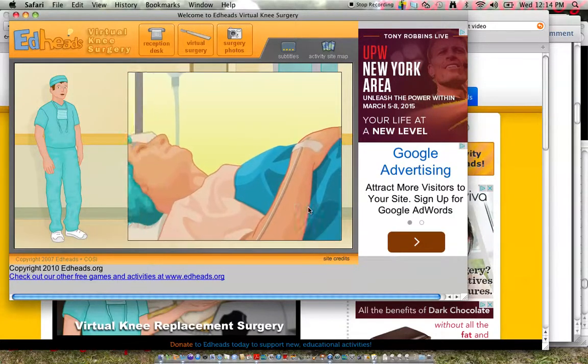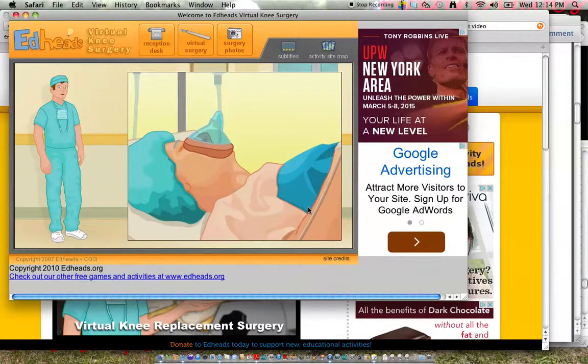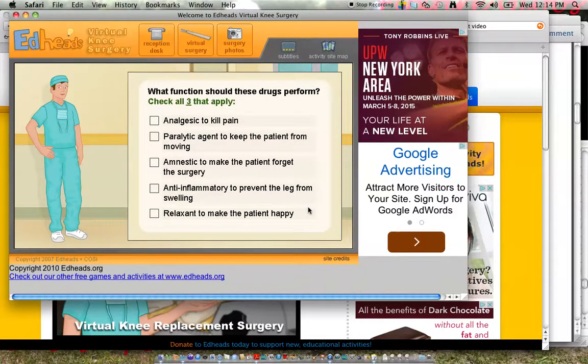The anesthesiologist administers drugs through the IV and through a mask over the patient's face. What function should these drugs perform? Stop you from moving. Great. Forget the surgery.